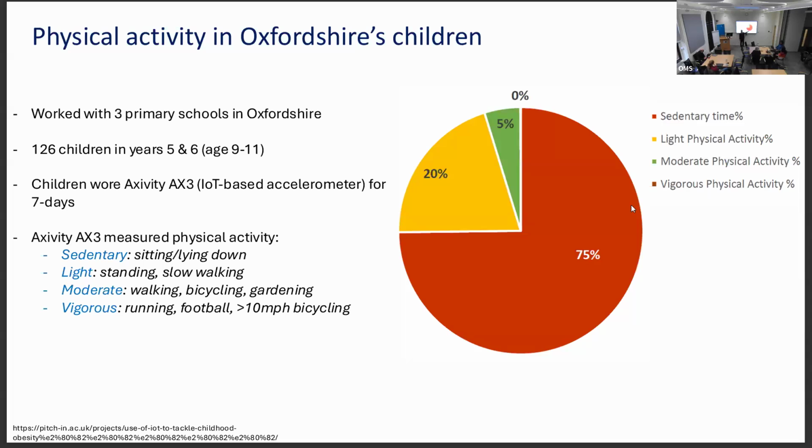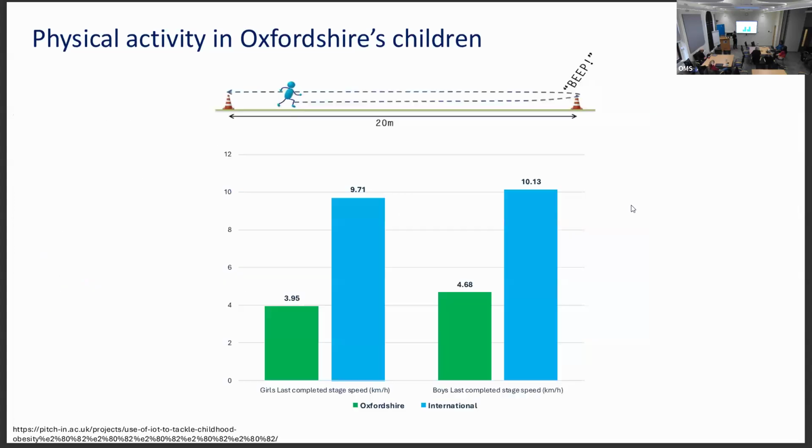75% of that week, they were sedentary. 75%. 20% they were lightly physically active, and 5% moderately physically active, and none of the 126 kids were actually vigorously physically active. But what's going on?